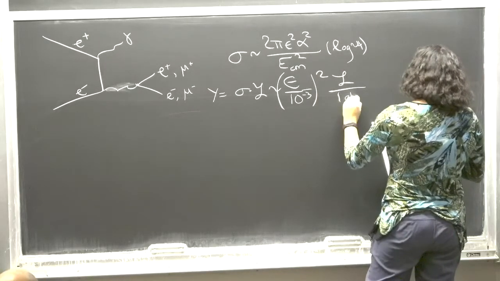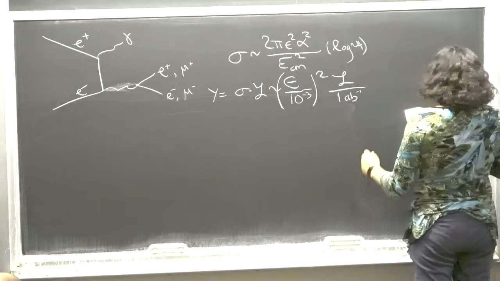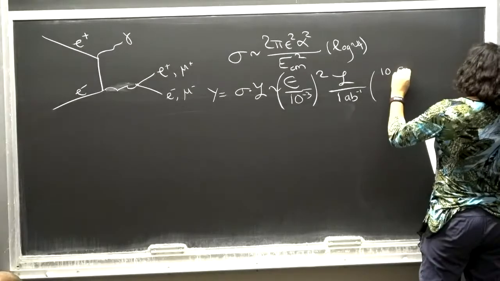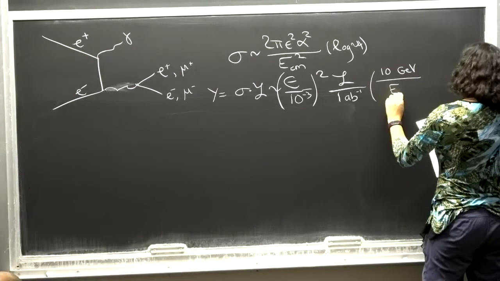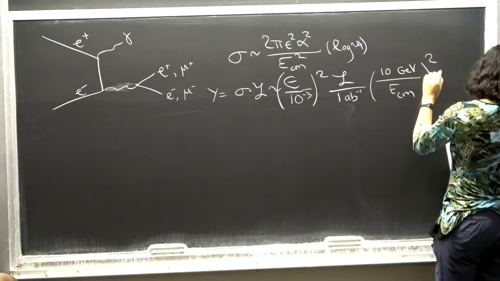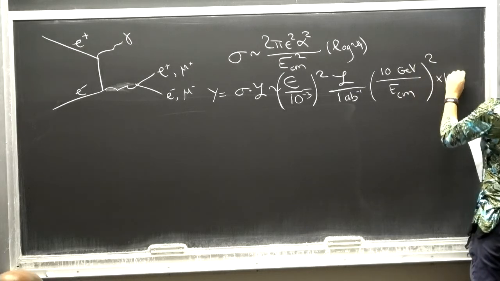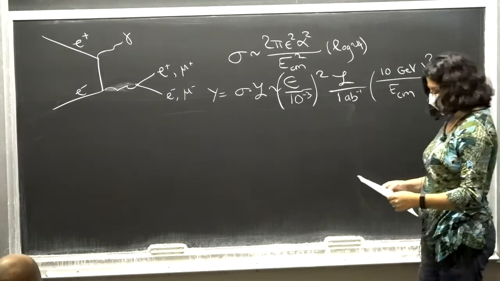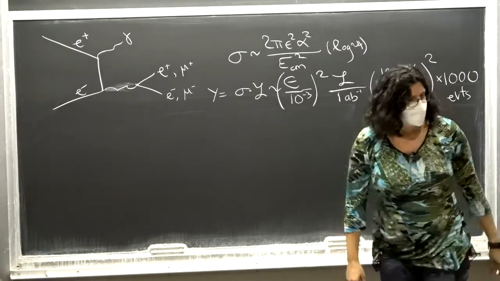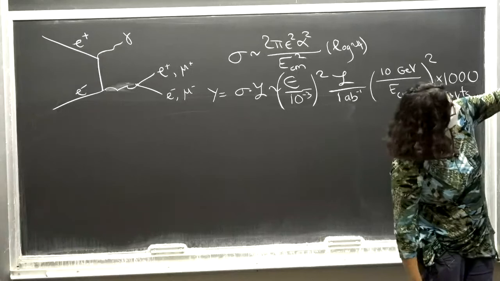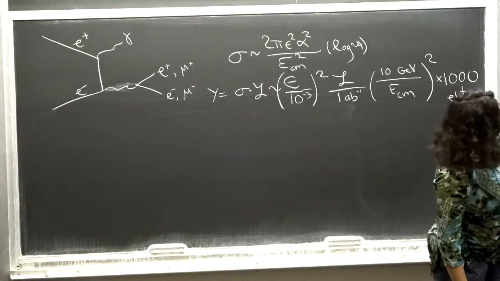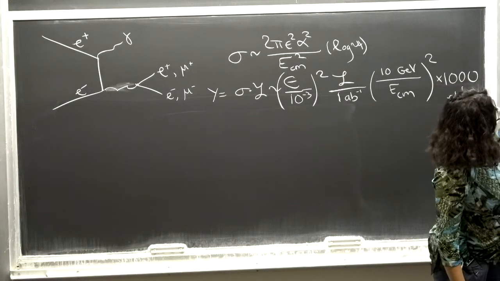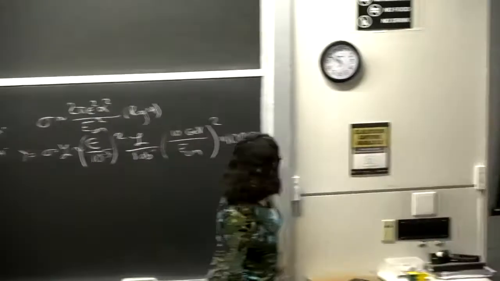Luminosity in units of inverse attobarns, which is order 1 for the full BaBar run, times 10 GeV over ECM squared, times 1,000 events. So that's the scale of signal that we're talking about. And you can see the background binned in fairly large energy bins.